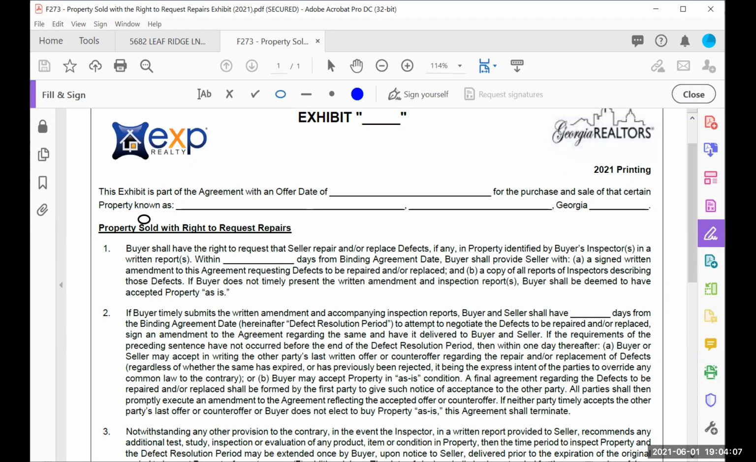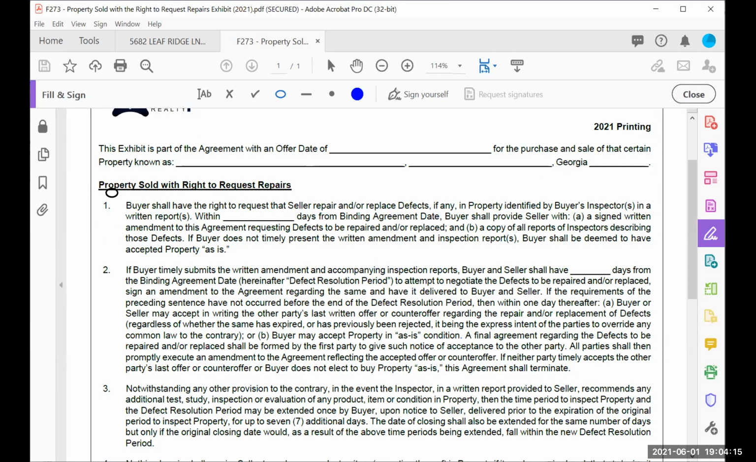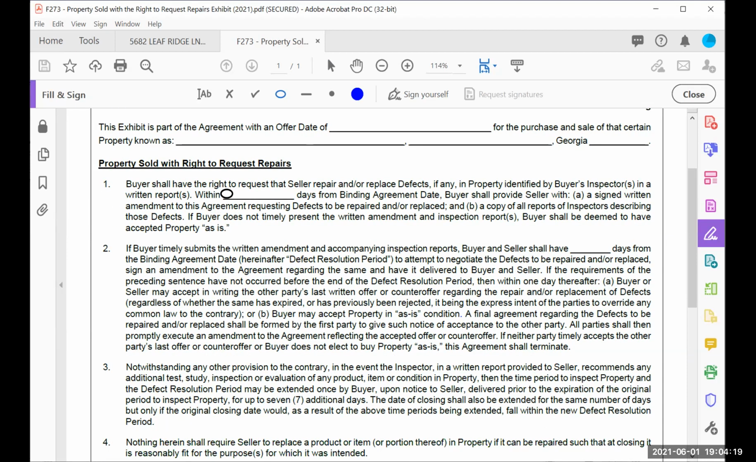I'll just go through. So when you send it over with your offer, it's going to be part of the agreement with an offer date, your property address. These are the two time periods for your inspection. The first one is called your inspection period. Buyer shall have the right to request that seller repair and or replace defects of any in property identified by buyer's inspectors in a written report, right? So you're going to request repairs.